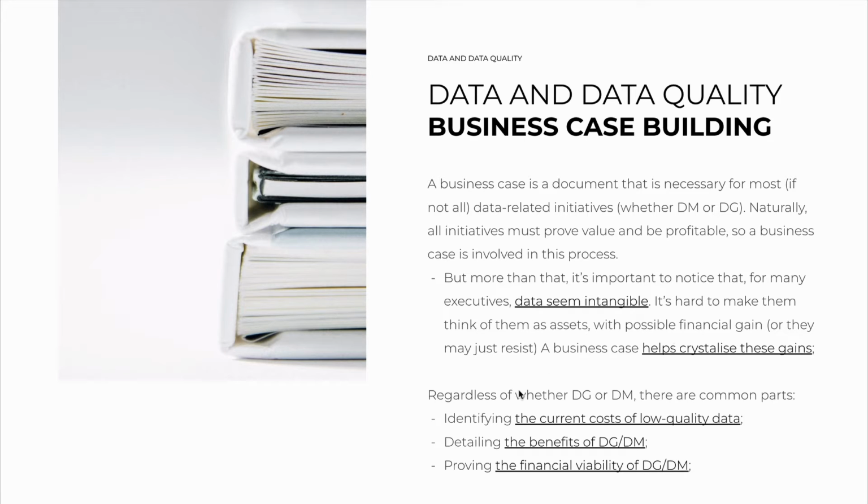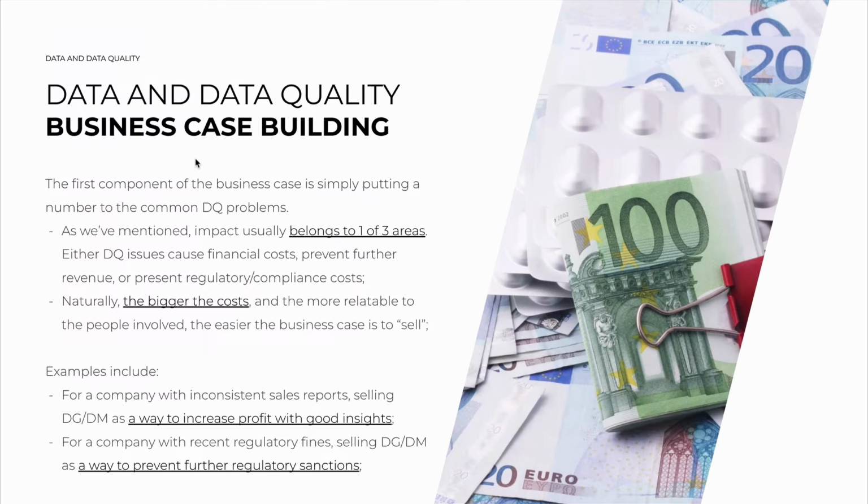So regardless of whether promoting DG or DM, there are common elements to a business case. First, identifying the current costs of having low quality data. Second, detailing the benefits of data governance or data management. And finally, proving the financial viability of DG or DM activities. Let's start with the first component of the business case.